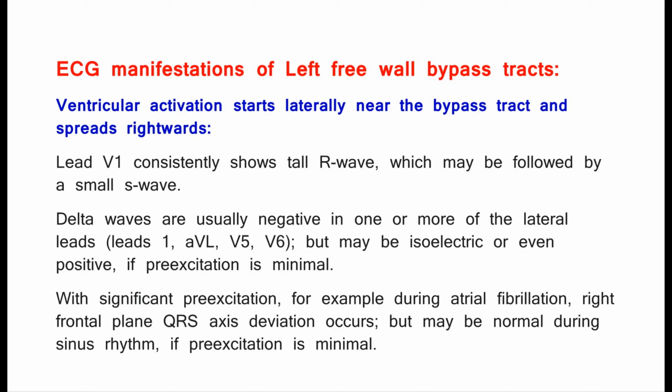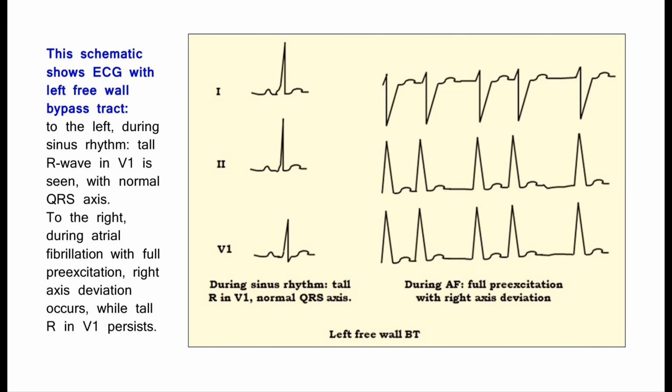With significant pre-excitation, for example during atrial fibrillation, right frontal plane QRS axis deviation occurs, but may be normal during sinus rhythm, if pre-excitation is minimal. This schematic shows ECG with left free wall bypass tract. To the left, during sinus rhythm, tall R wave in V1 is seen, with normal QRS axis. To the right, during atrial fibrillation with full pre-excitation, right axis deviation occurs, while tall R in V1 persists.